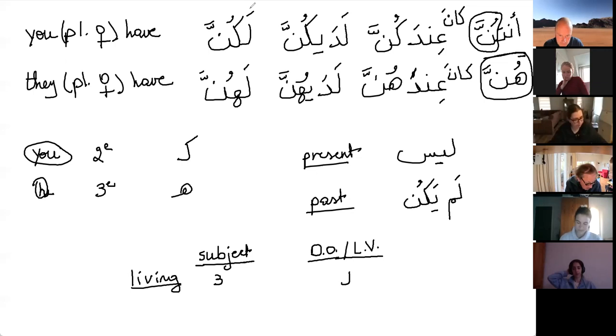Let's read it together. لم يكن لديهم درس اليوم. So in all of these 5 examples, my subject was living. My direct object was different each time, but in all of them, my subject was living.